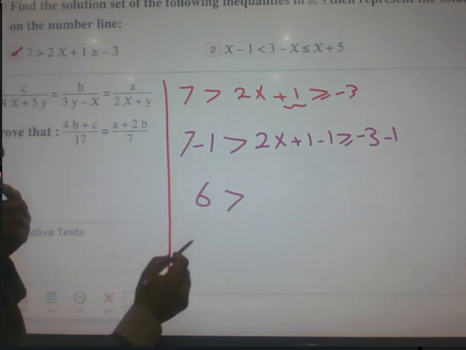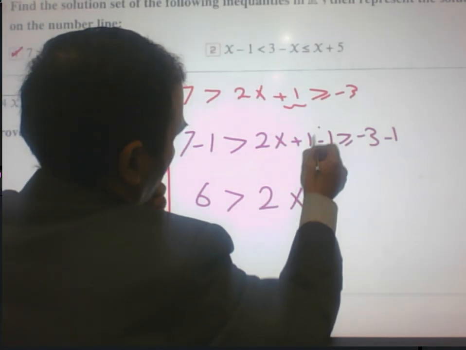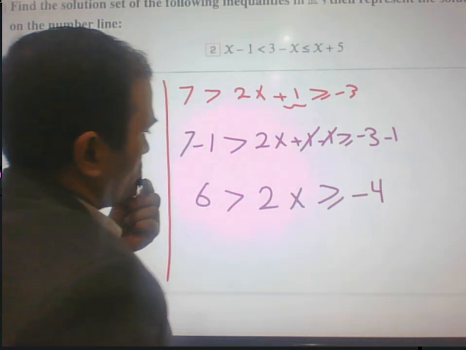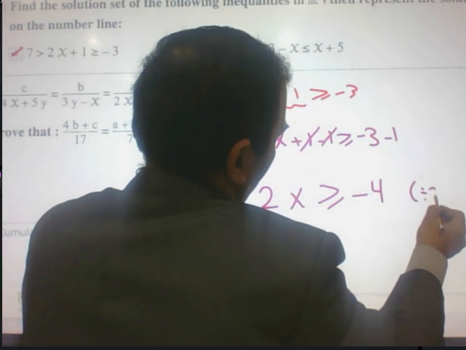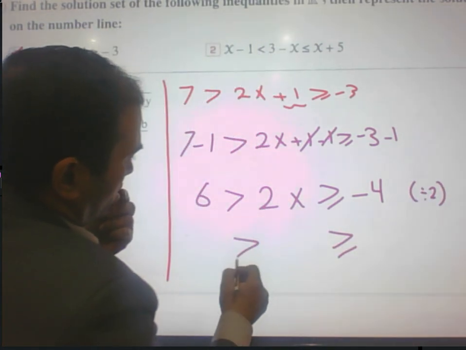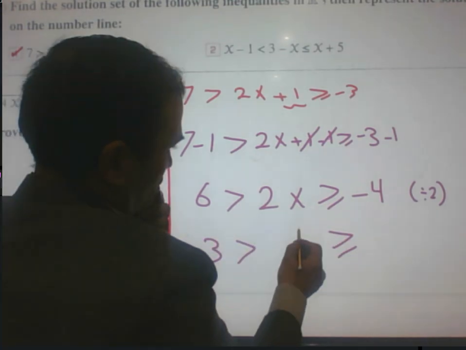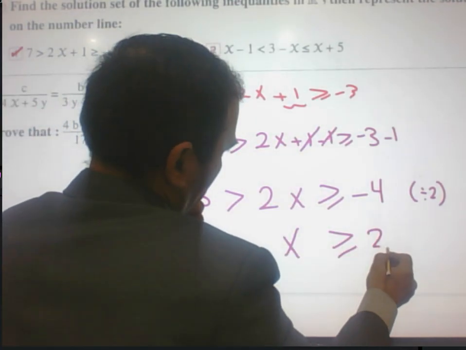Then 6 is greater than 2x plus 1 minus 1, which gives 0, and greater than or equal to negative 3 minus 1, which will be negative 4. Next step, we can divide by 2. 6 divided by 2 is 3, and 2x divided by 2 equals x. Negative 4 divided by 2 is negative 2.